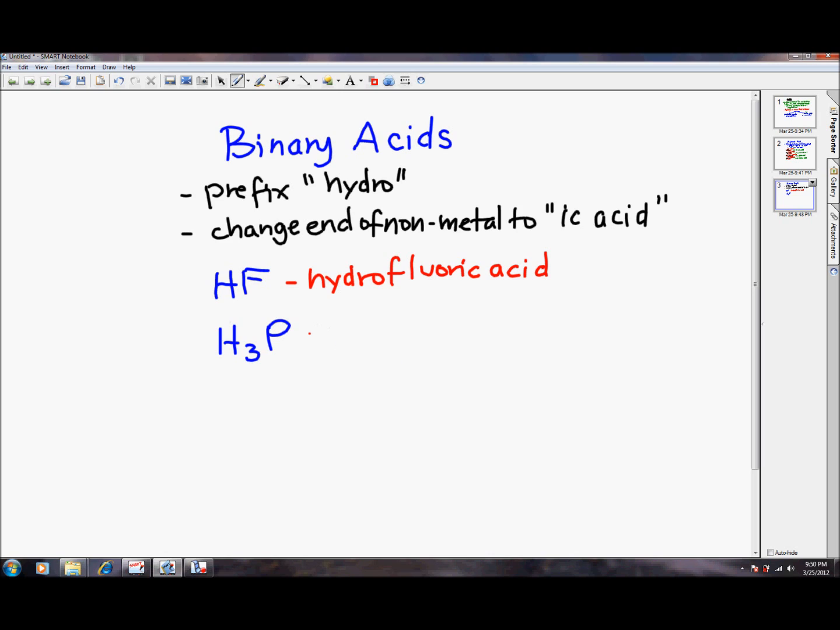Okay, what do you call this one? Well, since it's binary, you're going to begin with hydro again. This is phosphorus. You're going to change that to phosphoric acid. Hydrofluoric acid, HF, hydrophosphoric acid, H3P.